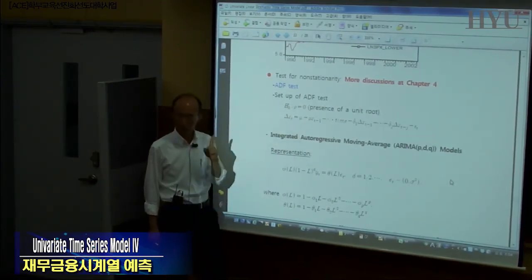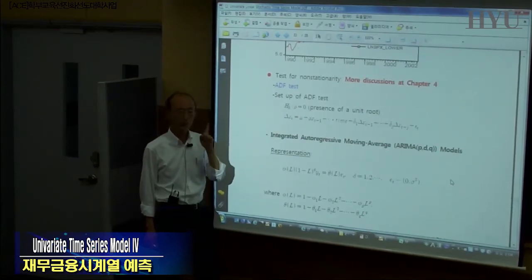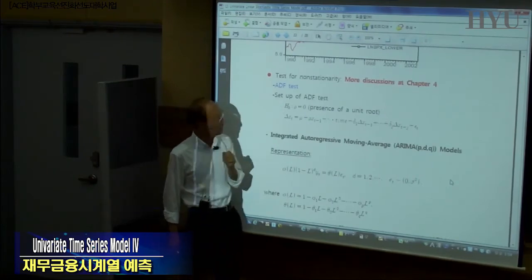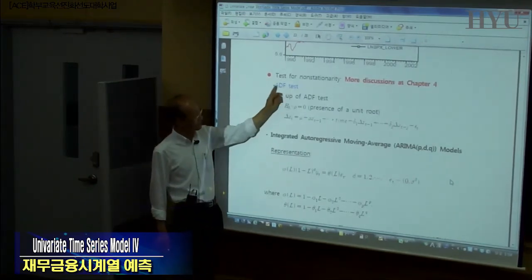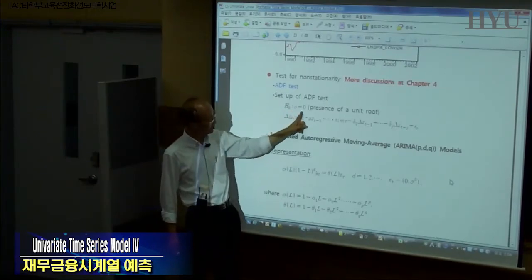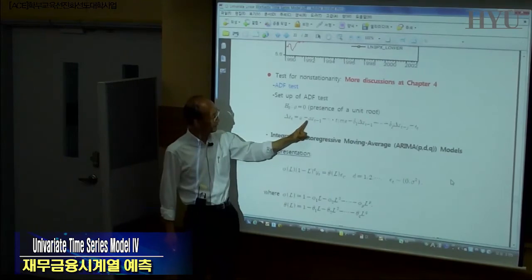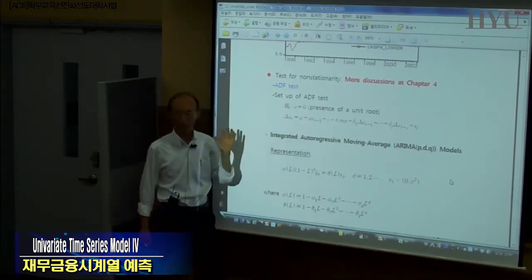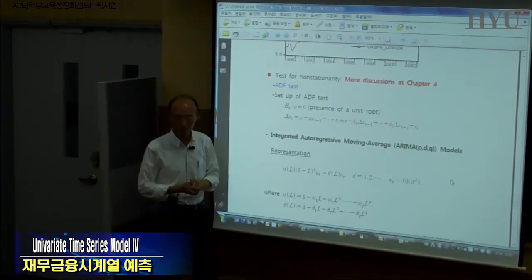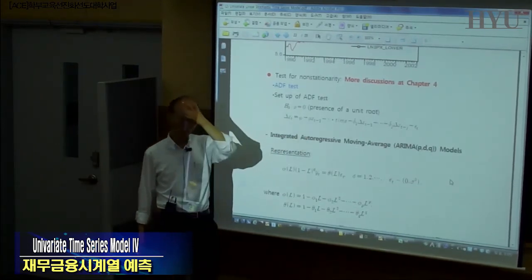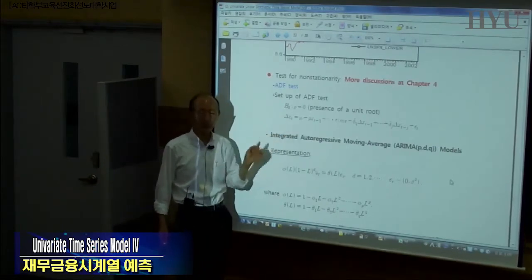So it has a unit root, which is non-stationary. So the ADF test amounts to testing this one. And if you find this value is 0, statistically 0, then we say xt is non-stationary. And usually, if you find a negative value, a small negative value for rho, then that's the case of stationary.